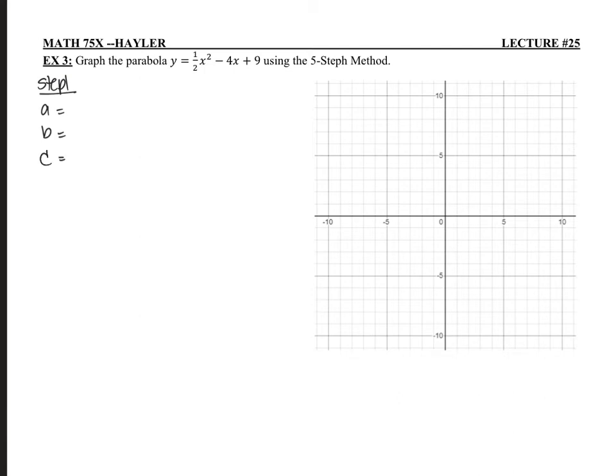Alright, so the A value is half, the B value is negative 4x, and the C value is 9. So this is positive, so my parabola opens up, and then this is my y-intercept.